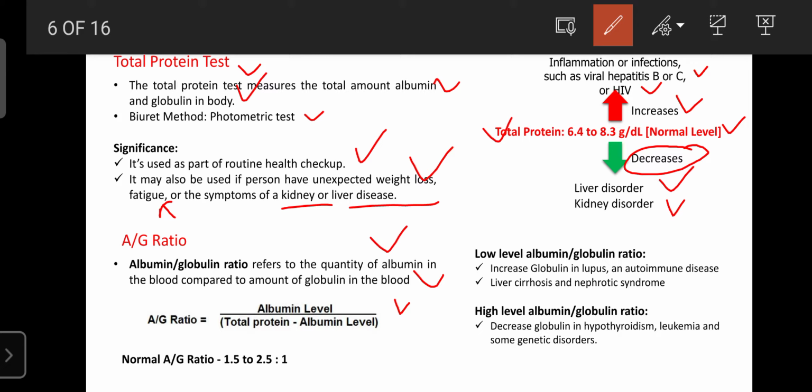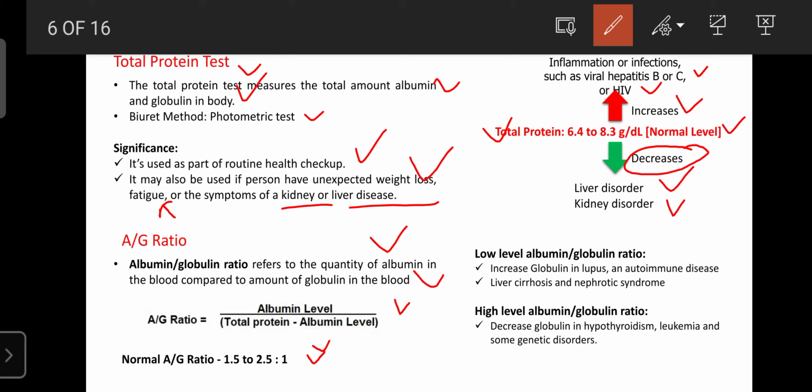So the normal A/G ratio is 1.5 to 2.5 to 1. So albumin is present at 1.5 to 2.5, then the globulin is the 1. If albumin is 2.5, then the globulin is 1 gram. Okay, that is the normal A/G ratio.